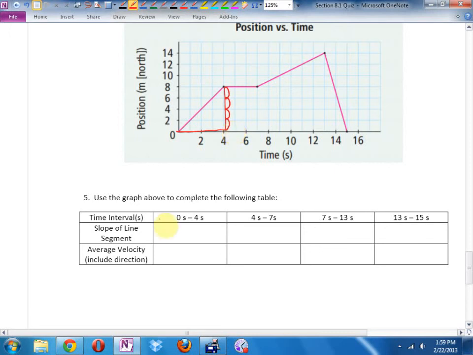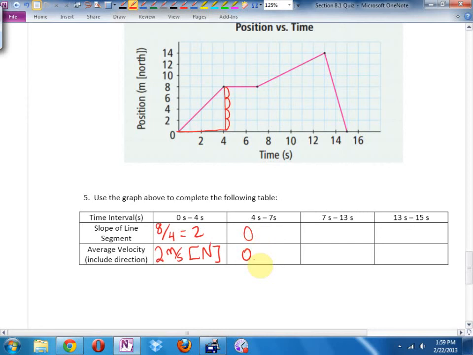So the rise is going to be 8. On the x-axis we're going up by ones, so I can just count the number of squares. 8 over 4, or 2. Average velocity, 2 meters per second north. From 4 to 7, that's a 0 and a 0.